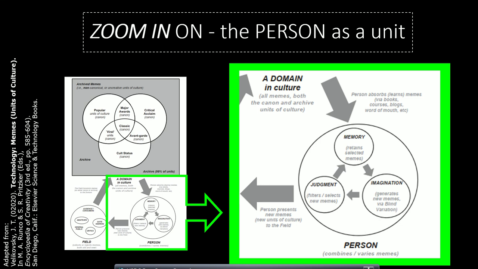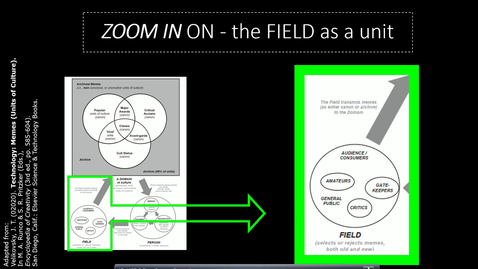If we zoom in on the person in the bottom right of the big model, they have a blind variation and selective retention system as well. So it's a HOLON-parton nested inside the bigger system. They have a memory that can absorb memes and retain them or select them, an imagination which can generate new memes by combining them, and then a judgment system whereby we can select which memes to put into the external world and present to the field or the audience in the external world.